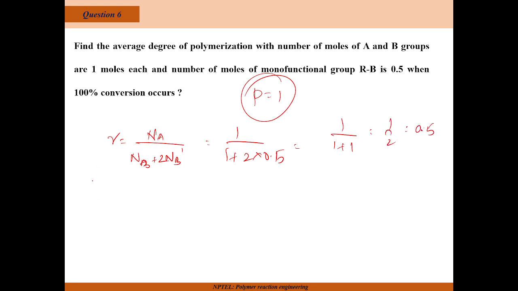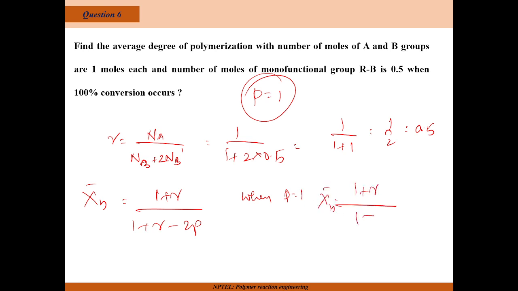And in the question it is given as 100% conversion, hence I can write xn bar is equal to 1 plus r by 1 plus r minus 2p. So when p is equal to 1, xn bar is equal to 1 plus r by 1 minus r. It is nothing but 1 plus 0.5 by 1 minus 0.5. It is like 1.5 by 0.5. It's 3.0.